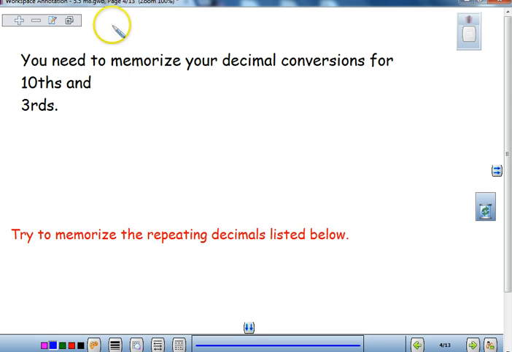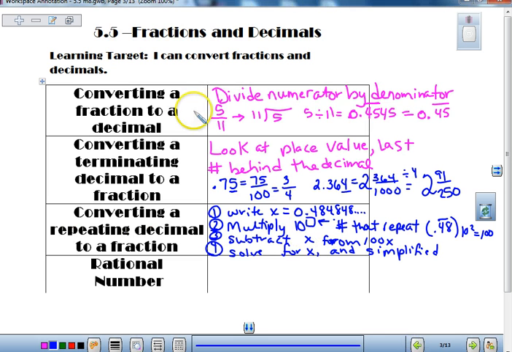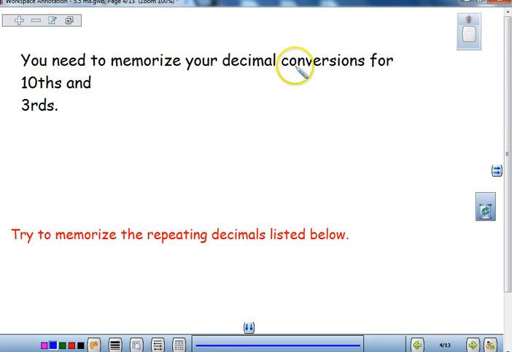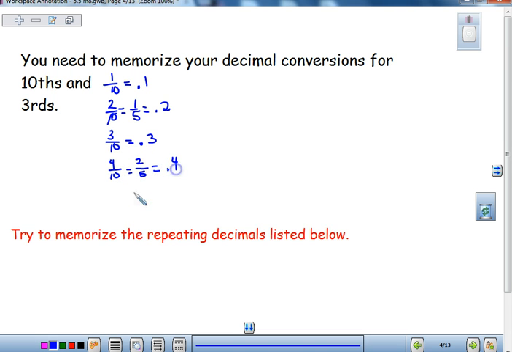First thing, at the very top of your paper, way up above these notes, you need to write this down: that you need to memorize the decimal conversions for the tenths and thirds. So right at the very top of your page, write down 1/10 equals 0.1. 2/10, what is 2/10 simplified? It is 1/5. That is 0.2. 3/10 can't be simplified, it is already in simplest form, 0.3. 4/10 simplified is 2/5, the decimal 0.4.